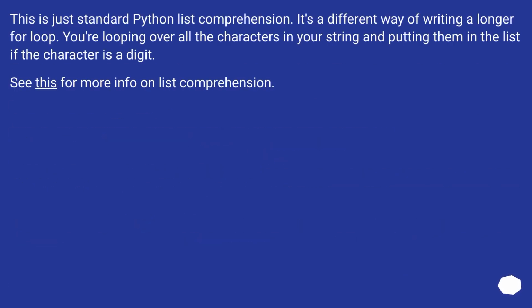This is just standard Python list comprehension. It's a different way of writing a longer for loop. You're looping over all the characters in your string and putting them in the list if the character is a digit. See this for more info on list comprehension.